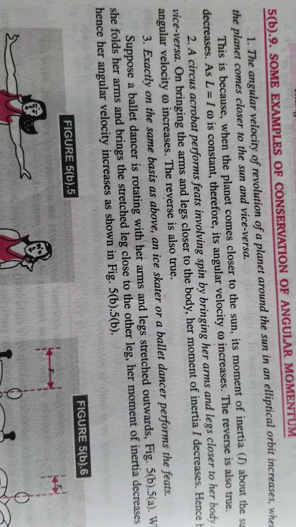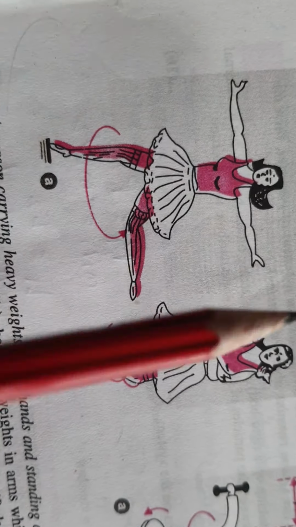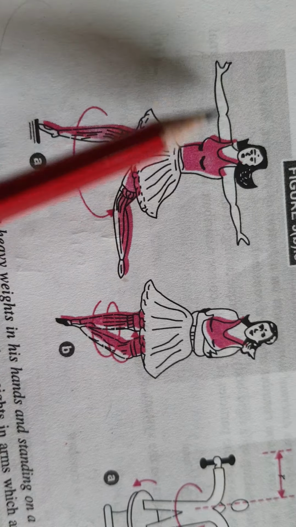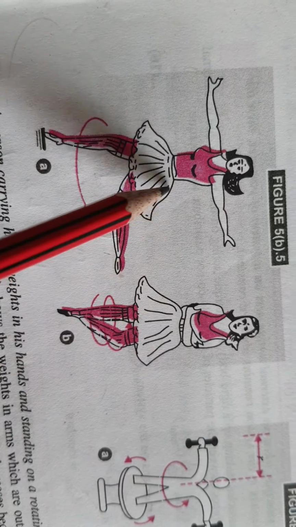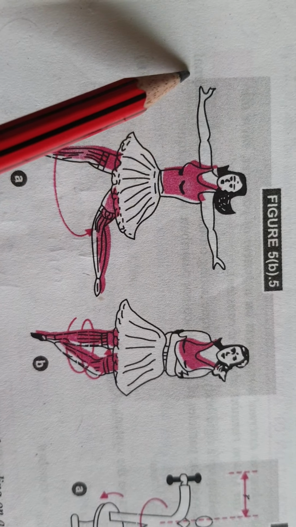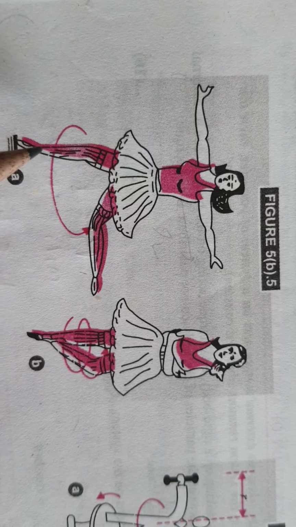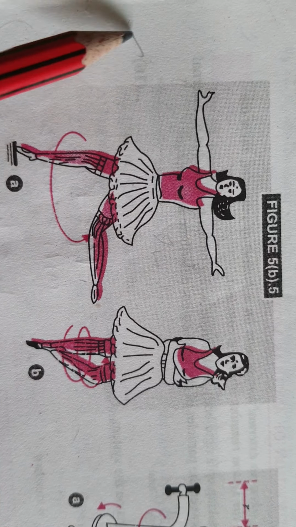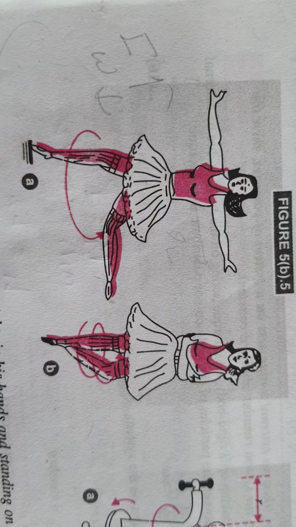Next, the circus. You must have seen it. See here, these are the two conditions. When you stretch your arms and legs, your mass is going to remain the same because you are the same person. But when you are stretching, your R is increasing. When R increases, I will increase, and hence omega will decrease.